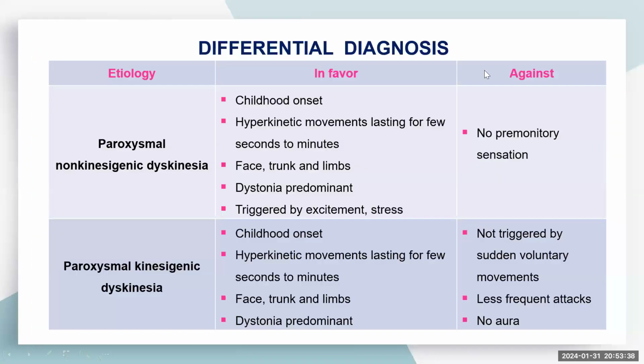So we upfront kept the possibilities of paroxysmal dyskinesias, PNKD and PKD. Paroxysmal non-kinesiogenic dyskinesia was high on cards as this was a childhood onset disorder with hyperkinetic movements which lasted for minutes, predominantly involving the face, trunk, and the limbs with predominant dystonia. And these episodes were triggered by excitement and stress. There was no premonitory sensation, however. Paroxysmal kinesiogenic dyskinesia also presents in a similar manner, but these episodes were not triggered by sudden voluntary movements, which would happen in PKD, and the episodes were less frequent and did not happen on a daily basis, and there was no preceding aura.